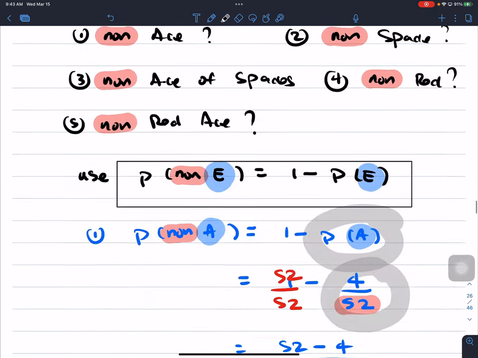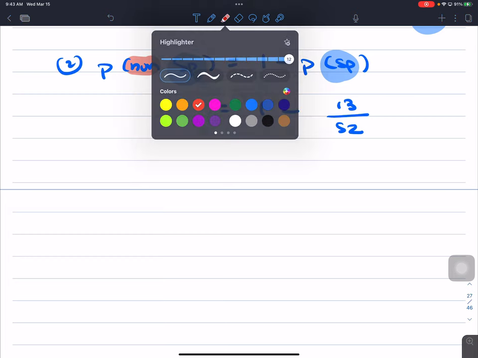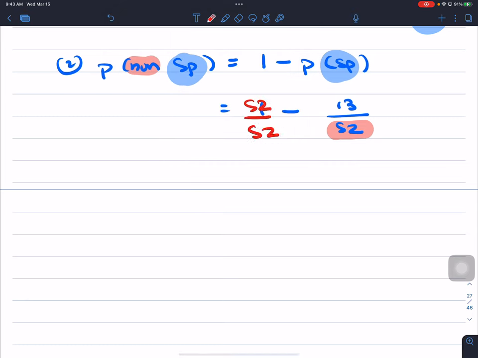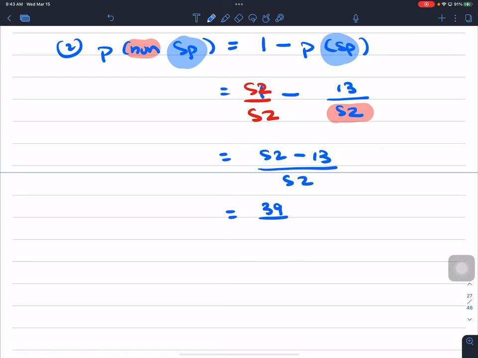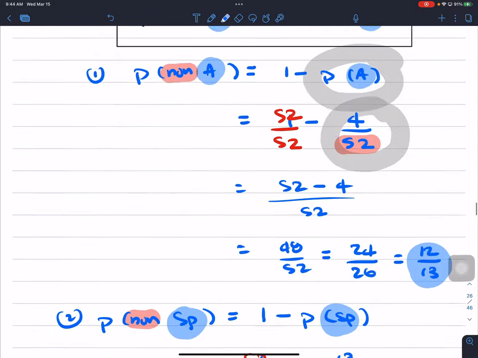Okay, so what are you guys going to say? This fraction is 13 out of what? 52. What do I replace this number 1 with? 52 over 52. So this is 52 minus 13 over 52. And what does that equal? 39 out of 52. What does that reduce to? 3/4. Okay? Because 13 goes into 39 3 times, and 13 goes into 52 4 times. So, ladies and gentlemen, like I said, the complement rule is designed to help you, not hurt you. Okay, you guys okay with that? Am I using the complement rule the way we described? Okay, what's number 3? A non-ace of spades?